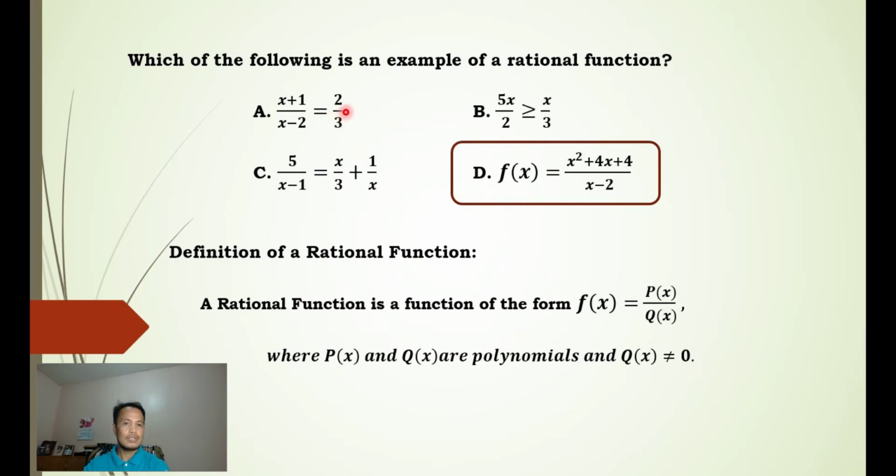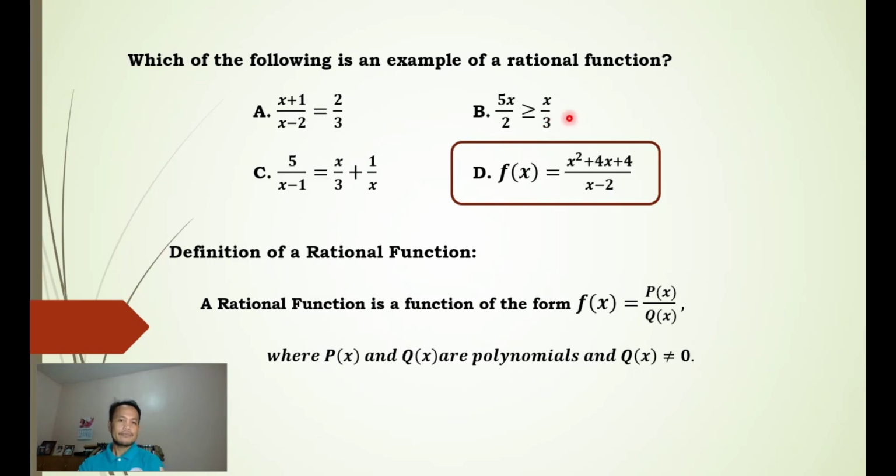So it is equated to another fraction. We have here x plus 1 over x minus 2 equals 2 over 3. So this is an equation. The same also with letter C. It is also an equation. Okay? Of course, we have the variable x. And letter B is an example of a rational inequality. Why? Okay, because the statement, the mathematical sentence, this is an example of a mathematical sentence. But what makes it different is the symbol used, the greater than or equal to symbol. So this is a rational inequality.